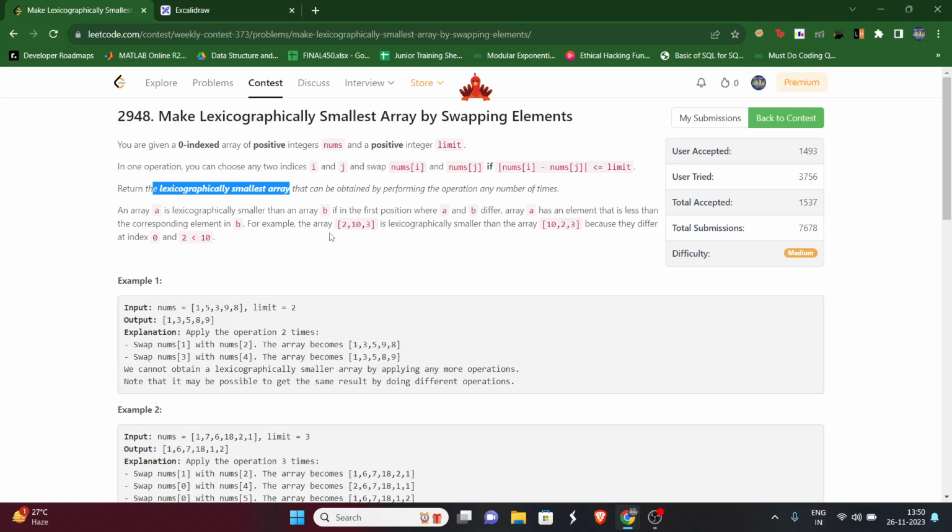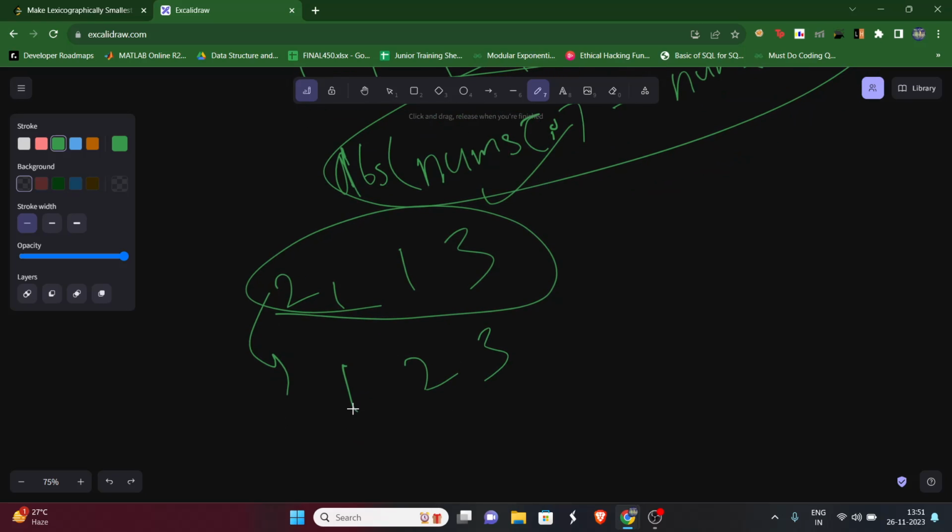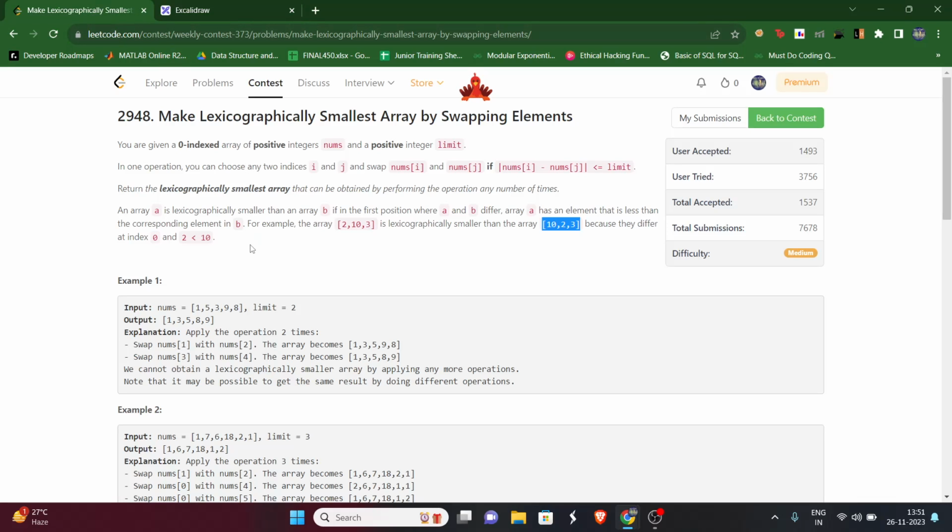That means, let's say here we have one array: 2, 10, 3. This is one array. But this is not lexicographically smallest. Let's say if we have two different arrays, then the one with the smaller first number will come first. So I mean 2, 1, 3. The lexicographically smallest arrangement of all these three elements will be 1, 2, 3. So I think you got the idea, right? It will be the smallest, or non-decreasing order.